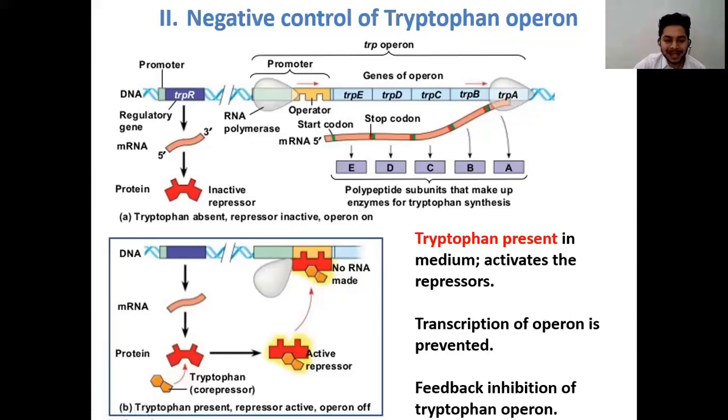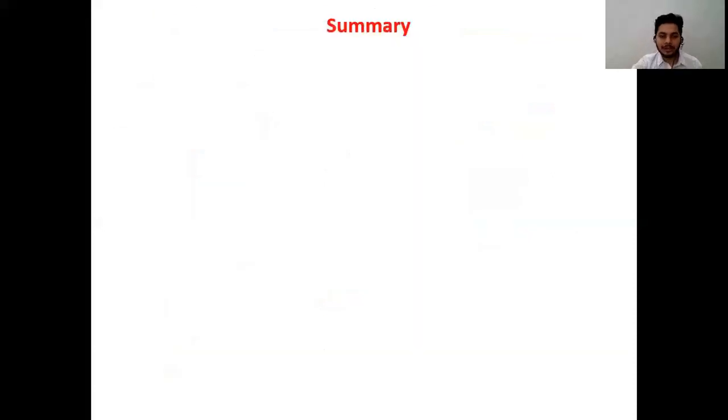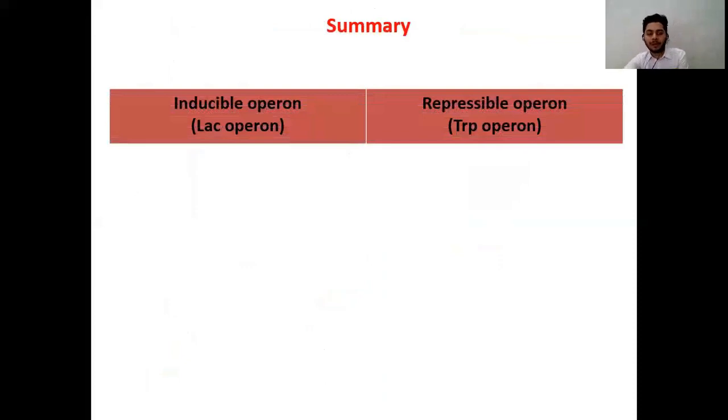So this is actually a sort of feedback inhibition of the tryptophan operon. What we mean by feedback inhibition is that when a sufficient amount of tryptophan is already present, the genes which are going to encode for tryptophan biosynthesis will not be allowed to be produced. So that is called feedback inhibition of the tryptophan operon. So this was about the tryptophan operon and its regulation.